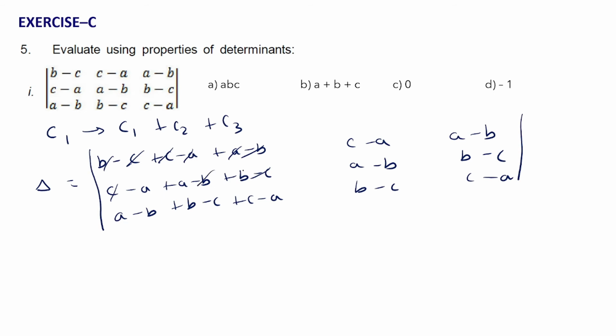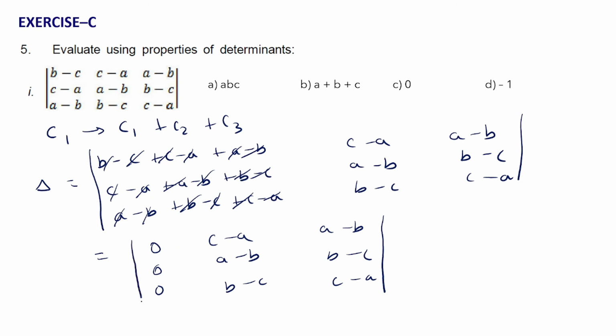So C minus B plus B minus A plus A, then A minus B plus B minus C plus C. So this is equal to 0, 0, 0, then C minus A, A minus B, B minus C, then here A minus B, B minus C, C minus A. In the properties of determinant, we have studied that if any one row or column has all the elements 0, then the value of the determinant is equal to 0. So the correct option is option C.